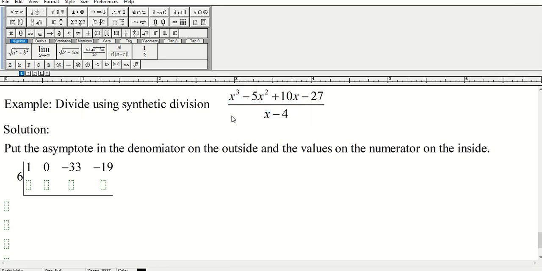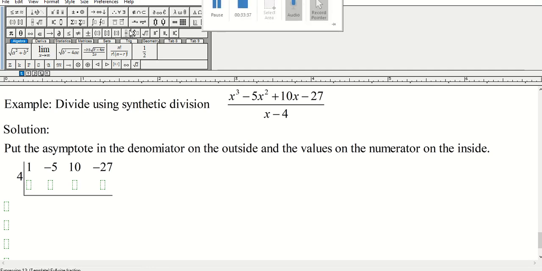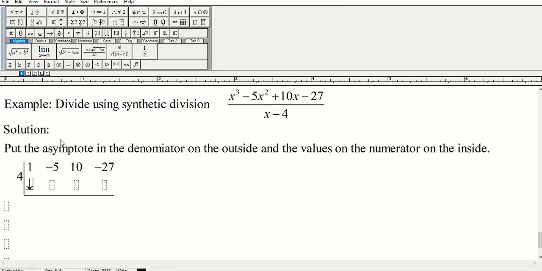Does it work? It worked. I have 1x cubed, negative 5 of the x squareds. I have 10 of the x's, and a negative 27. And what makes 0 in the bottom is a positive 4. Drop the first value. Now I'm going to go quick. This is going to be the last one of the night. Drop the first one and go.